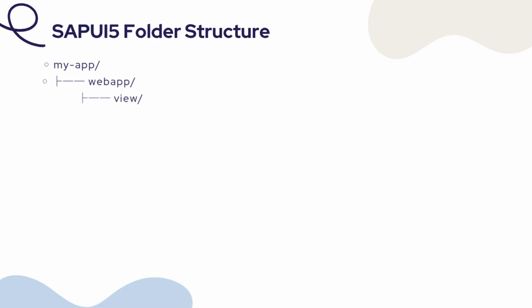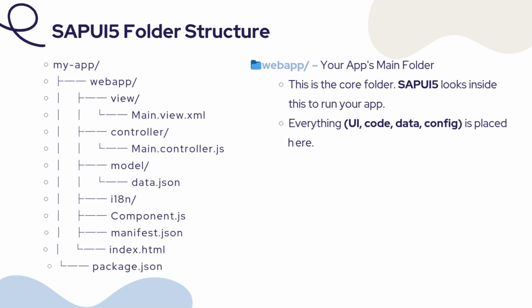First, let's talk about the webapp folder. This is the main folder of your SAP UI5 app. Everything your app needs, views, controllers, models, configurations, goes inside this. When SAP UI5 runs your app, it looks inside the webapp folder.